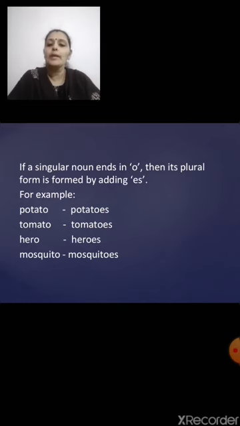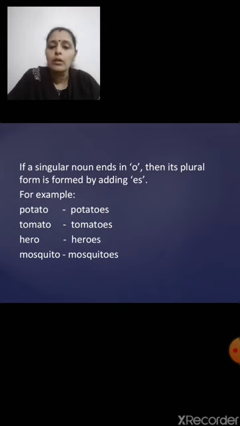Yes. Now, what if the singular noun ends in O? If a singular noun ends in O, then its plural form is formed by adding E-S. Potato. P-O-T-A-T-O, potato. Just add ES to it, so the plural form becomes potatoes. Tomato. T-O-M-A-T-O, tomato. So add ES to it and the plural form becomes tomatoes.